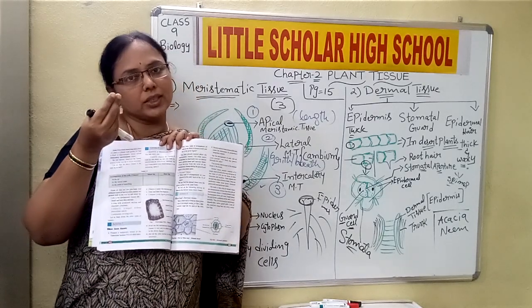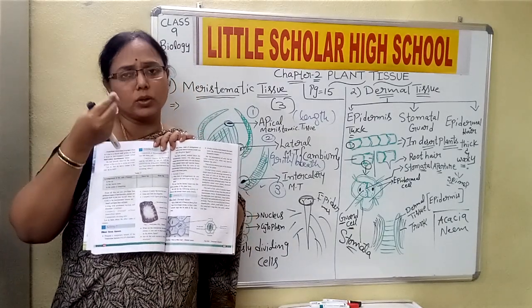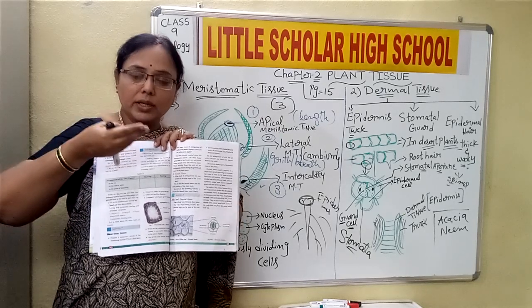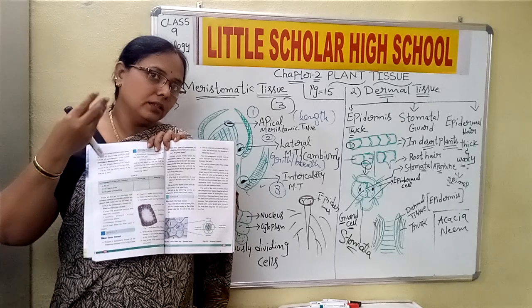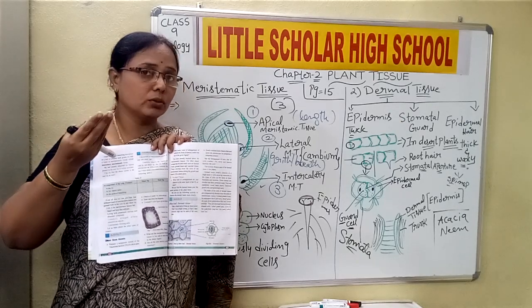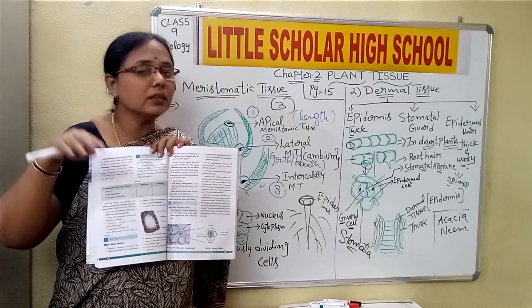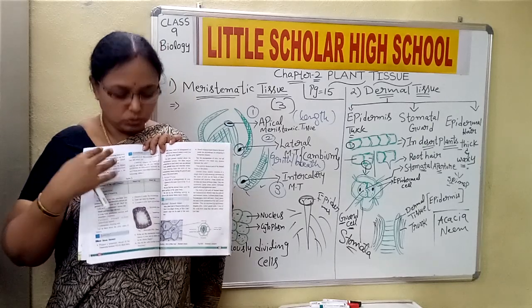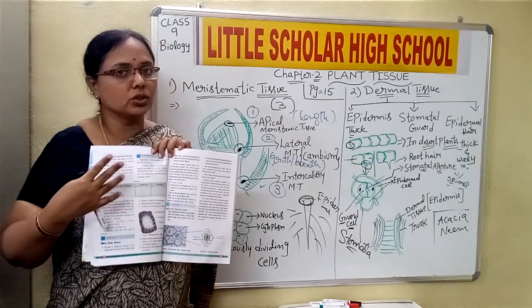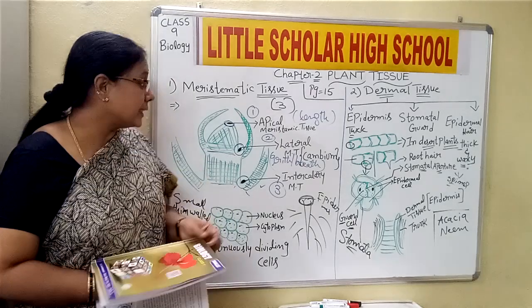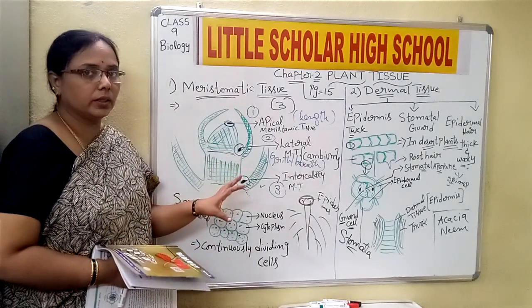taking a small section of a stem or a root and looking at it under the microscope. With the help of the microscope, we are observing the internal structure of the tissue. So these activities are just to understand the structure of the cells, the arrangement of the cells, we can say.